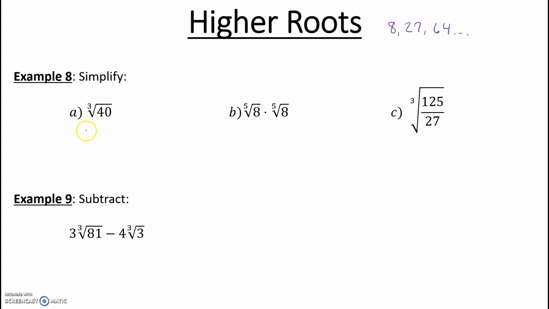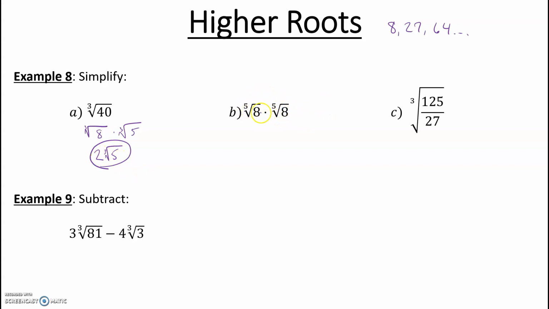So when I see the cube root of 40, I know I can write it as the cube root of 8 times the cube root of 5. Cube root of 8 is 2 because 2 times 2 times 2 gets me 8. And then I don't know the cube root of 5, so I'm going to leave it as the cube root of 5. So you got 2 cube root of 5.